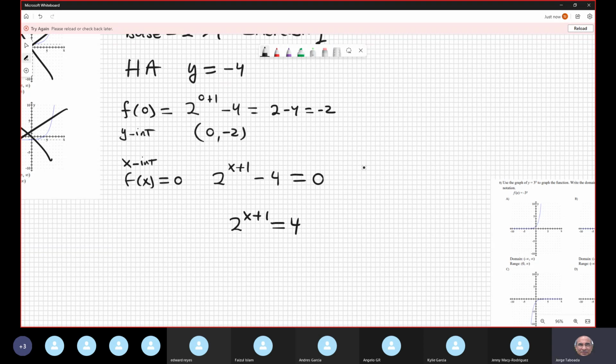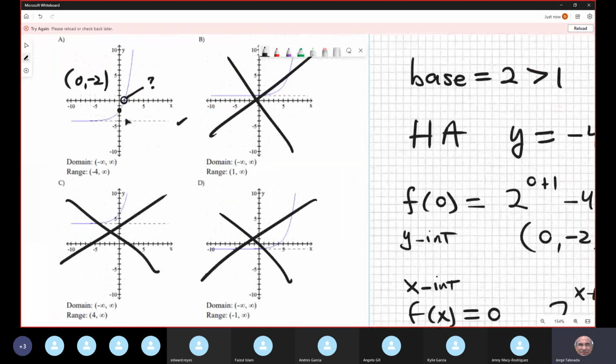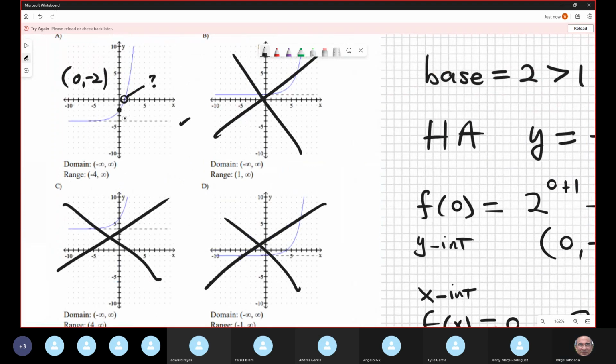My goal is to solve for x. It's possible by putting the common base, because 4 is 2 to the second power. If we have two exponentials with the same base, the exponents are equal to each other. So x plus 1 equals 2, therefore x is 2 minus 1, which is 1. Wow, fantastic. And the point is (1, 0). We predicted at the beginning that it was not 1, but yes, we mathematically proved it. This point is (1, 0).